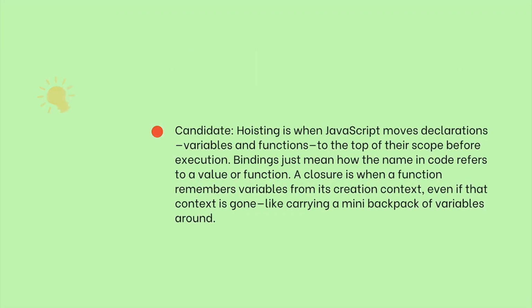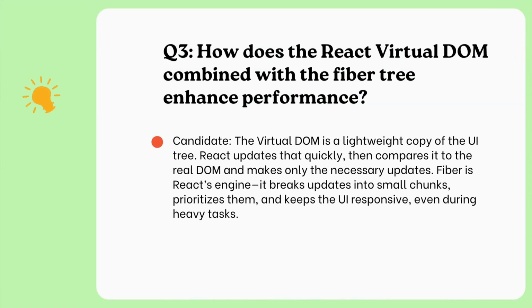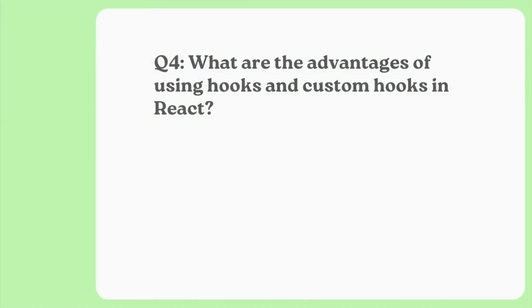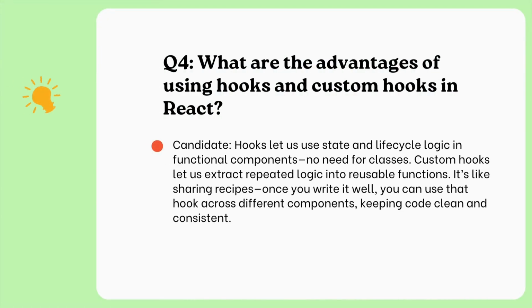How does the React virtual DOM combined with the fiber tree enhance performance? The virtual DOM is a lightweight copy of the UI tree. React updates that quickly, then compares it to the real DOM and makes only the necessary updates. Fiber is React's engine. It breaks updates into small chunks, prioritizes them, and keeps the UI responsive even during heavy tasks.